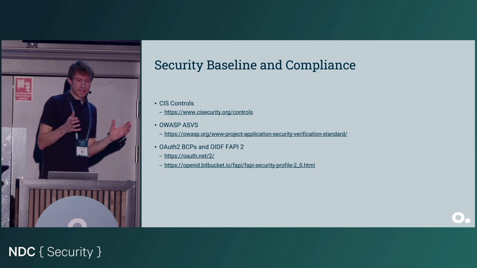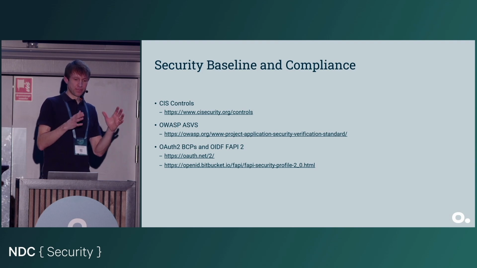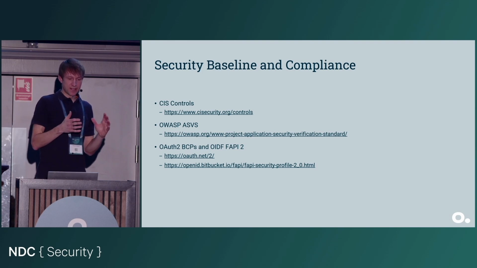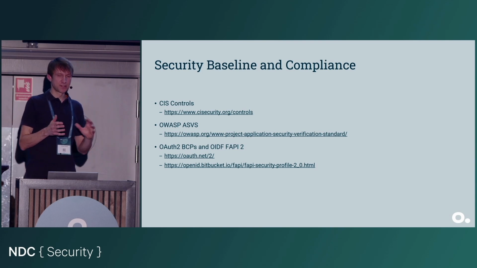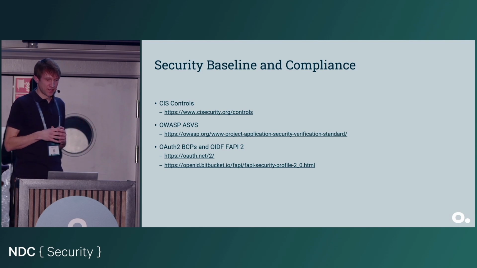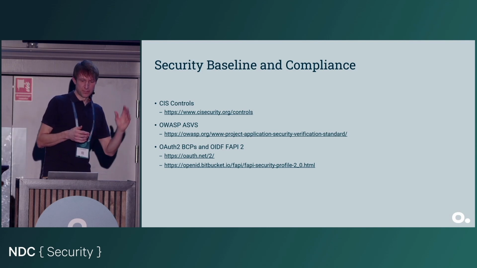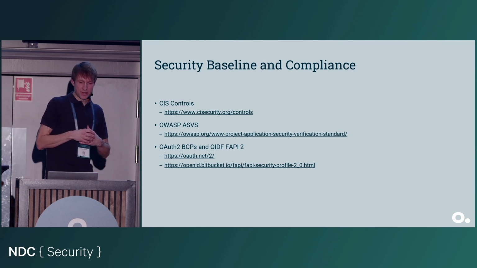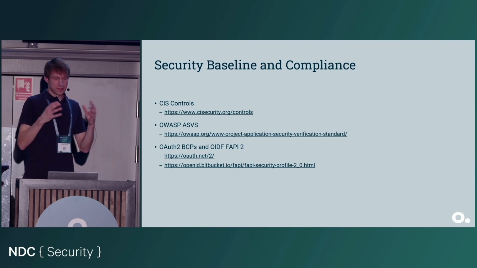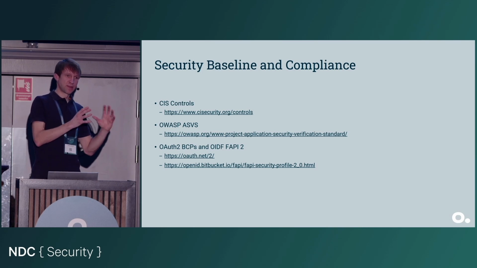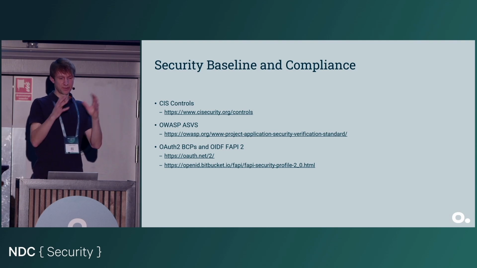But CIS controls are good, and they also have good guidance for how to harden infrastructure and things like that, but they don't say that much on how to build secure applications or application security. For that, we often refer to OWASP ASVS, and if we're using OAuth, then we have the best current practices RFCs and the FAPI security profile that I showed you earlier. With all this, we will have a really good security baseline and guidance, and we of course need to apply the parts that are relevant for the integration that we are building or the context that we're in.